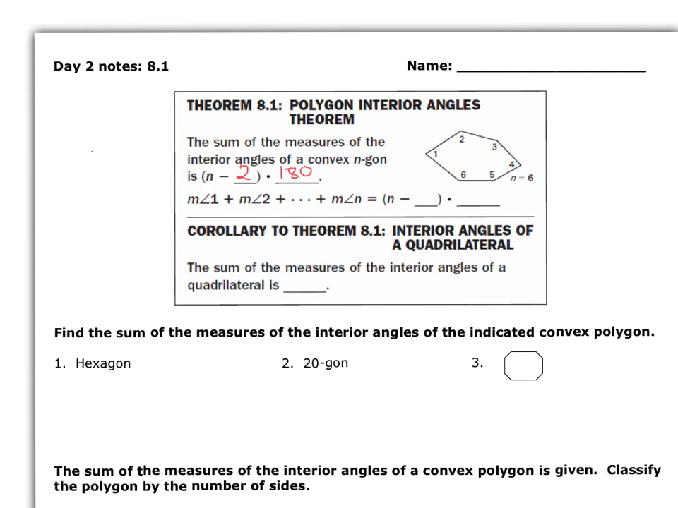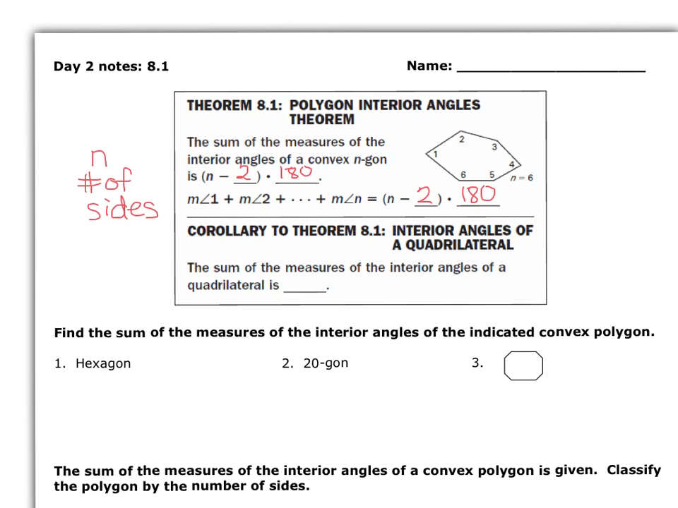And remember, n stands for the number of sides of the polygon. So n minus 2 times 180. So what happens is when you add the measure of angle 1, 2, and so forth and so on, all of these angles inside of here, you take the number of sides, you subtract that by 2, you times it 180, and it's going to give you the measure of the interior angles.